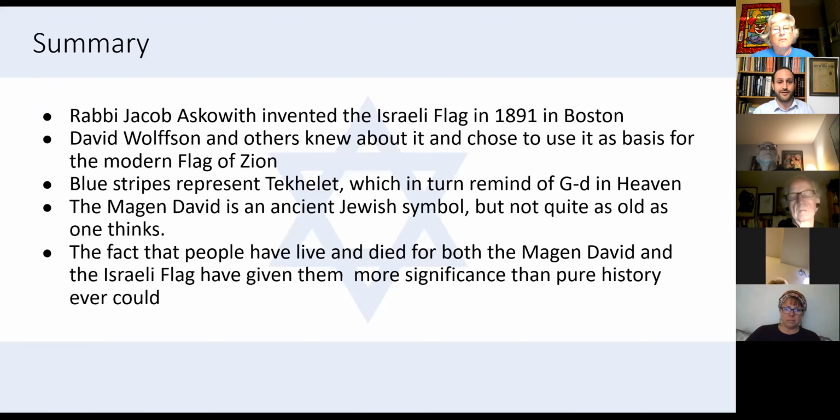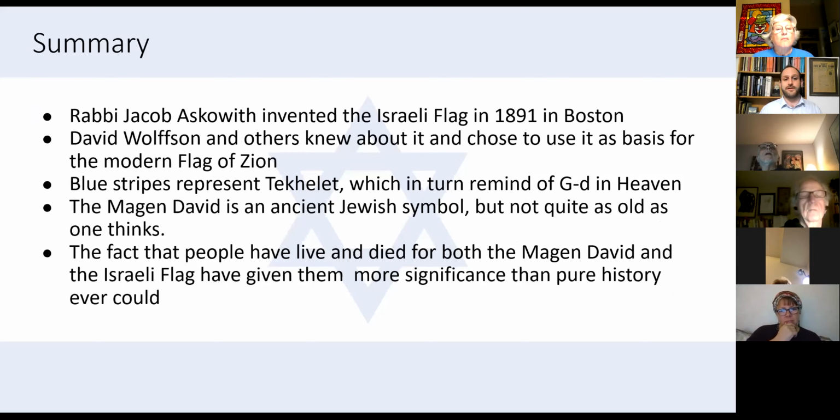Okay, now I'll give a brief summary and then I'll open the floor to any questions you may have about the Jewish flag, and I'll hopefully be able to answer them or point you to where to find the answer. In the beginning, we mentioned that Rabbi Jacob Askowith invented the Israeli flag in 1891 in Boston. Then we mentioned how David Wolffsohn and others knew about it and chose to use it as a basis of the modern flag of Zion.